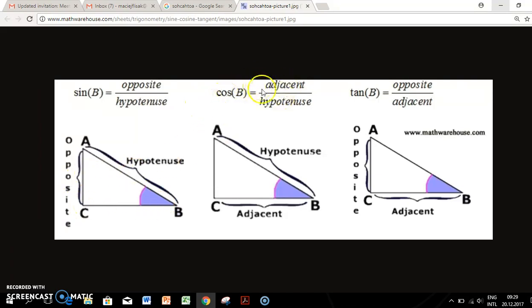Then CAH, SOHCAHTOA, adjacent over hypotenuse. So now we go to angle B, and we take the adjacent side. The adjacent side is the side always beside the angle, and the hypotenuse is here again. So cosine of this angle will be this side over this side. And tangent, TOA, is going to be opposite over adjacent. Tangent of this angle, opposite side over adjacent side.